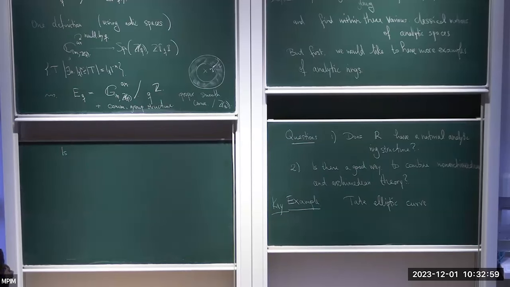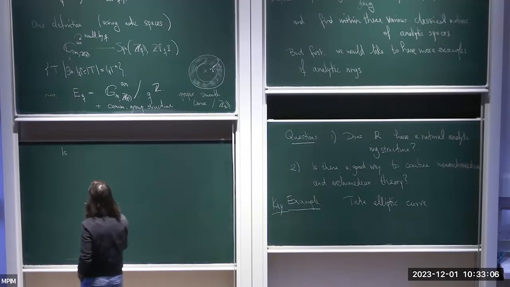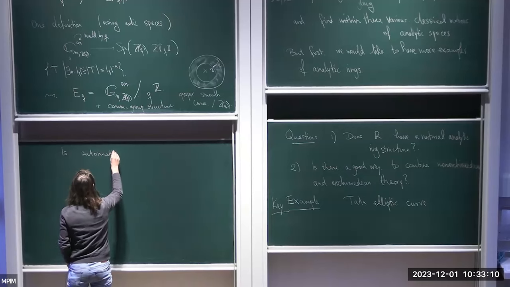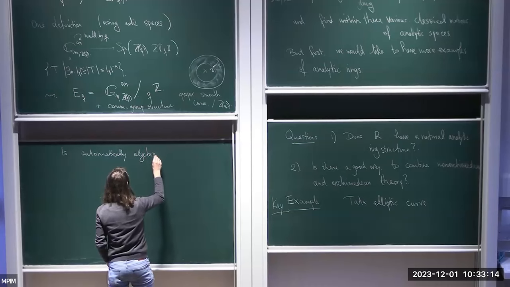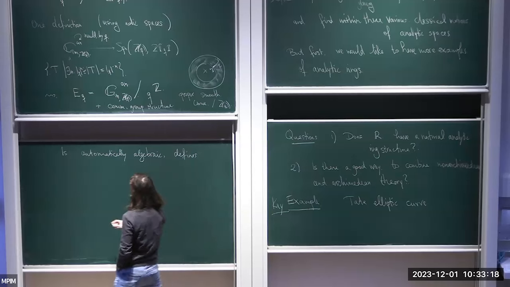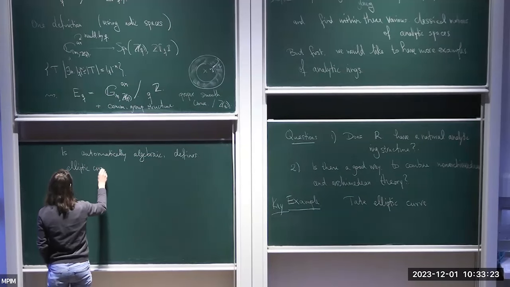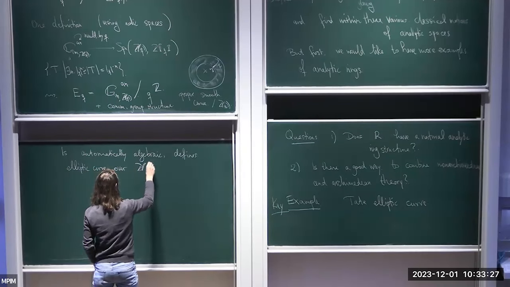But here you have a section which gives you an ample divisor, the identity section, because this is a group. So in this case, it's not so hard to show that this is automatically algebraic. And in the end, it just defines an algebraic elliptic curve over the abstract Laurent series ring in q.